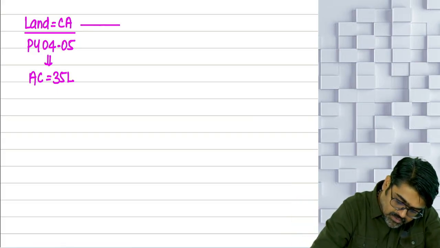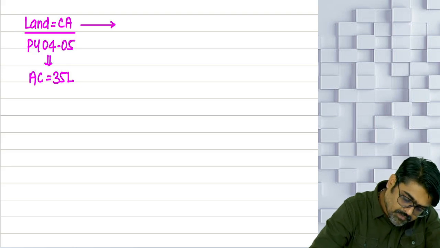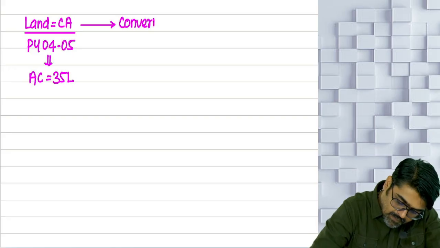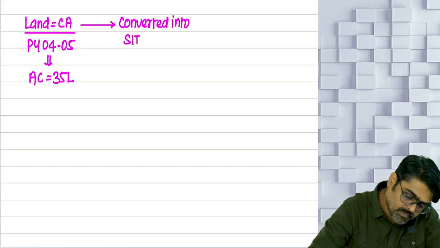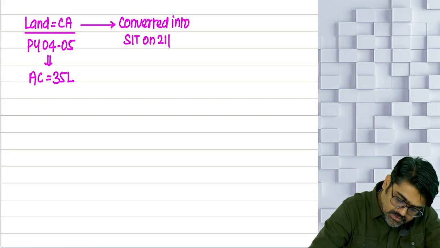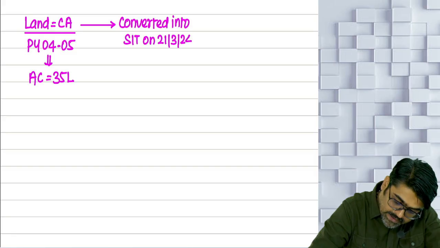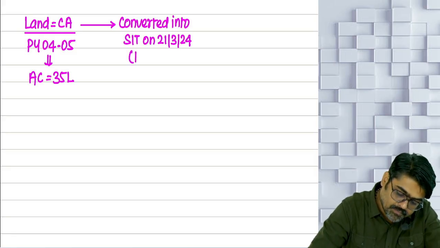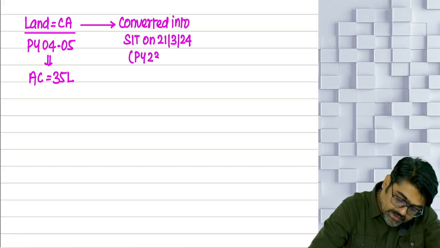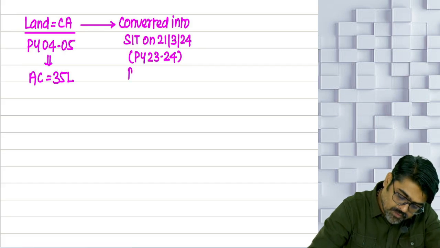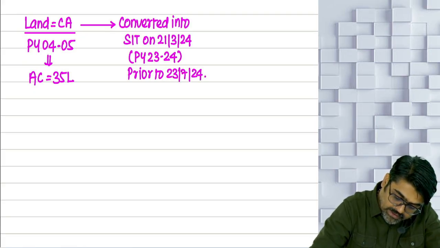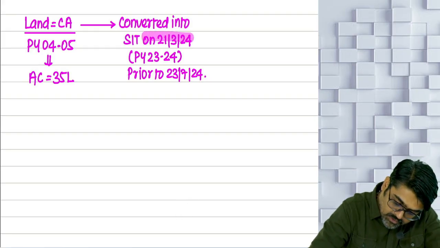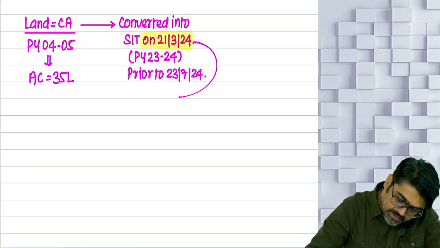And you converted your land into stock in trade. Yes or no? So you have converted into stock in trade on what date? On 21st March 2024, meaning previous year 23-24, and also prior to 23rd July 2024. Yes or no? Now, as on the date of conversion, can I say this is your date of conversion, guys? 23rd July 2024.